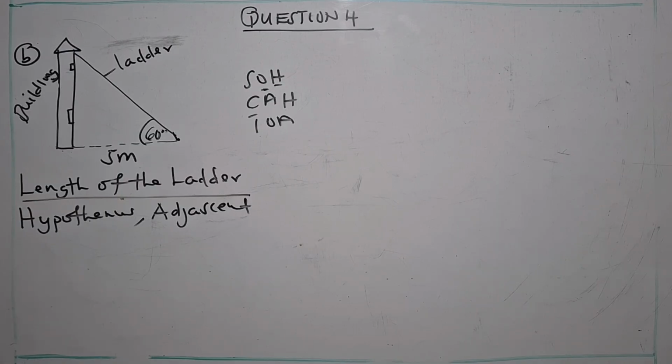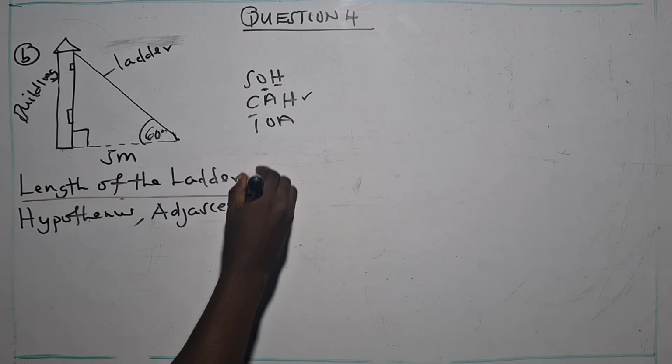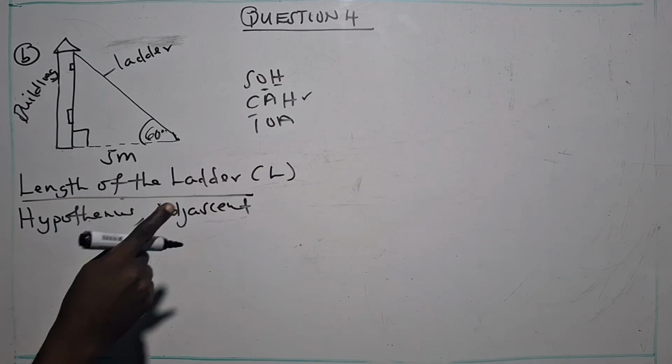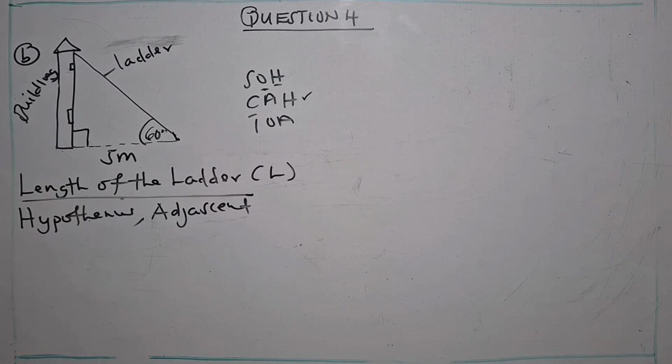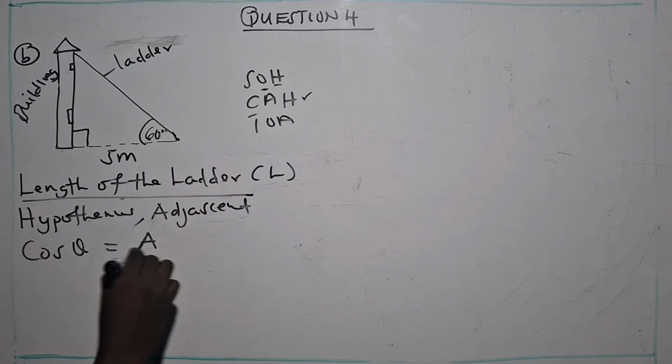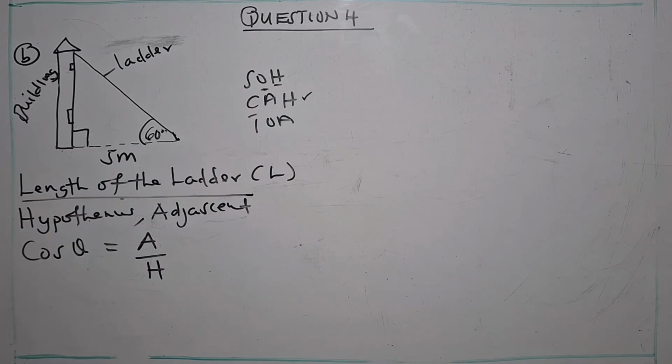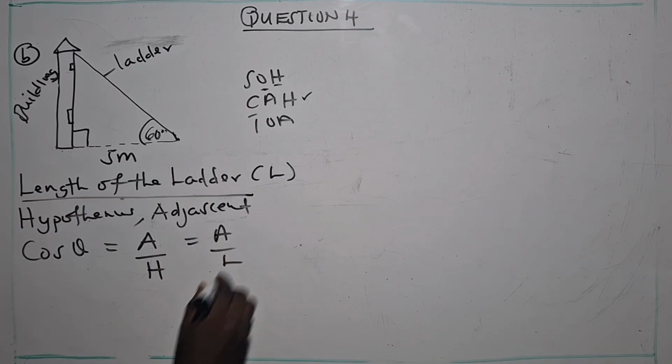So for this one, which ratio are we going to use here? As I said, the one that uses the adjacent and the hypotenuse, which is the cos. That's why it is very, very important for you to know the trig ratio to use. So for the length of the ladder, I'm going to use L. So we have cos: the cos of the angle is going to give us the adjacent over the hypotenuse, which is the length of the ladder.